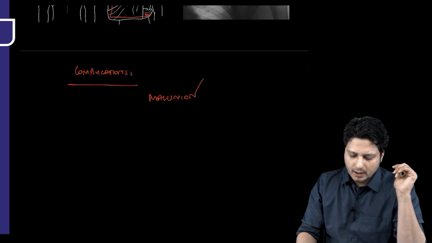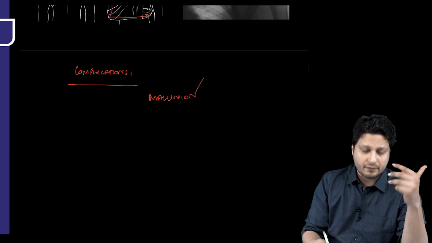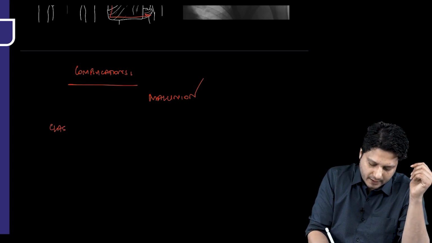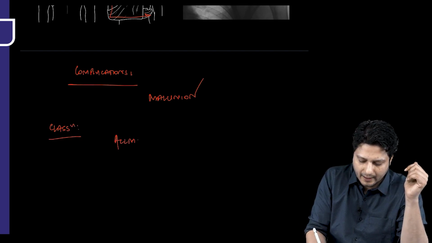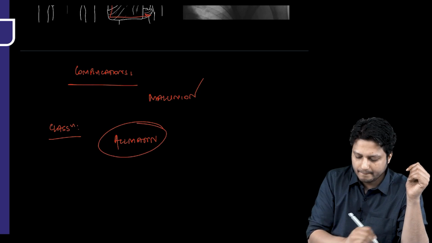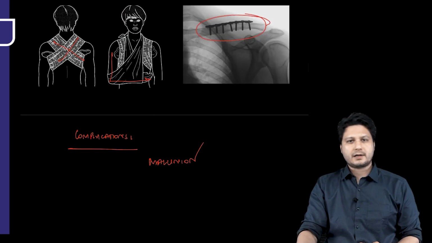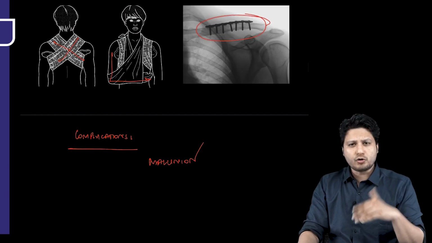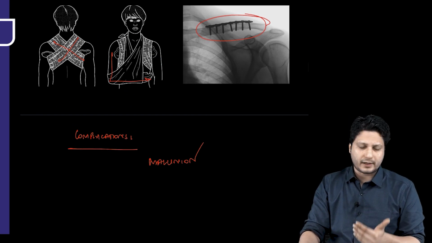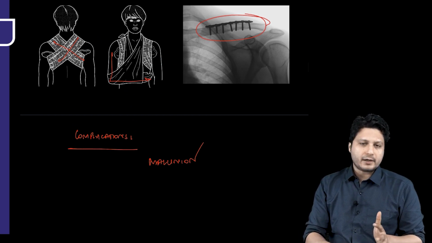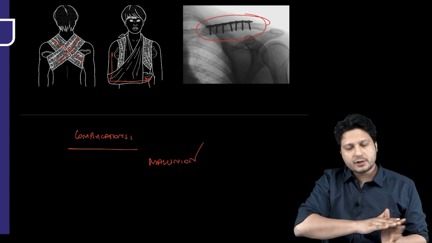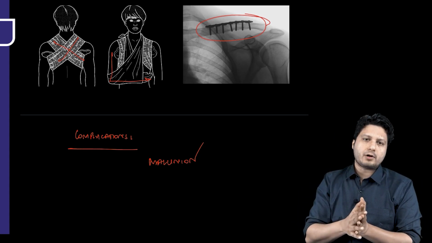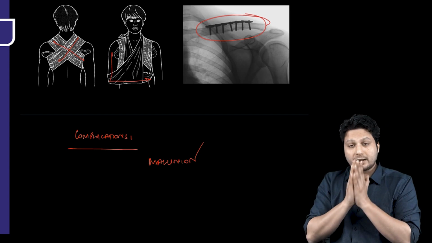Point number 2, what is the name of the classification for the fracture of the clavicle? It is classified by Allman classification. So fractures of the clavicles are classified by Allman classification. You need not go into the details of these clavicular fractures too much. All you need to discuss is how these clavicular fractures are managed, what are the unique points related to the clavicular fracture, and what are the complications.